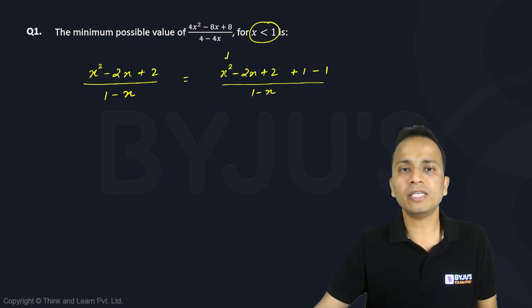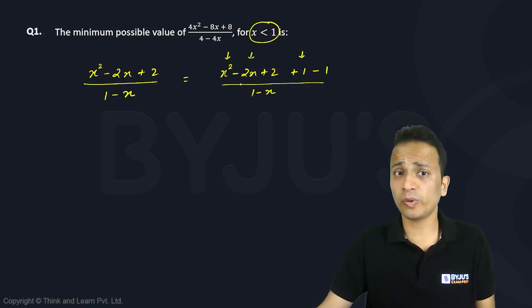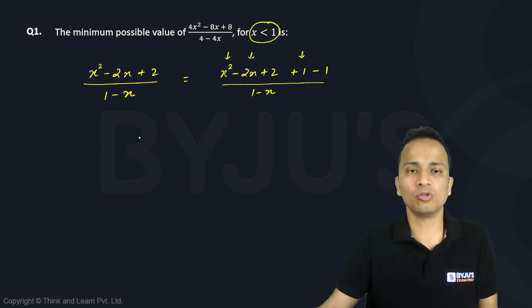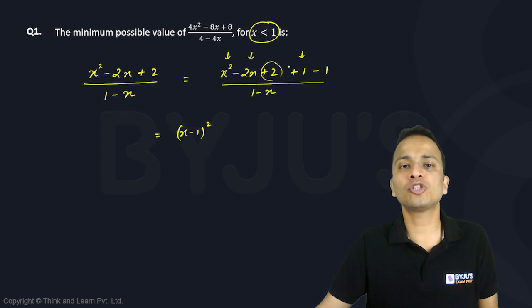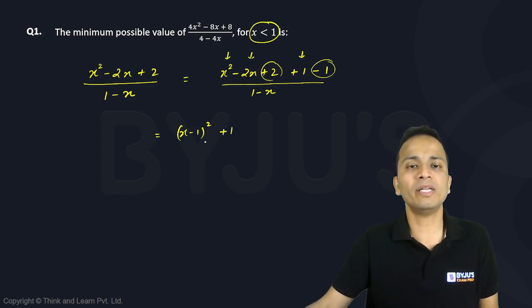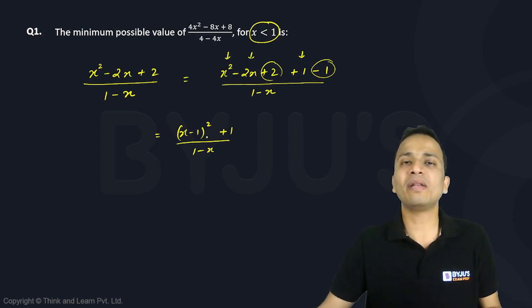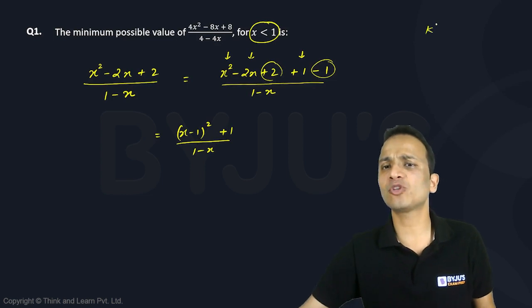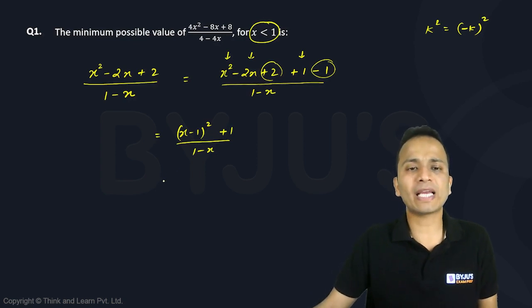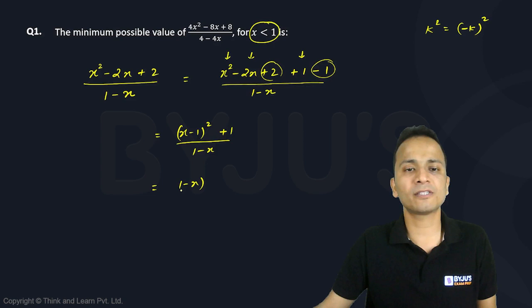Okay. Now this term and this term will make a perfect square. So basically x square plus 1 minus 2x will become x minus 1 whole square. So I'll write it as x minus 1 whole square, and then plus 2 and minus 1 will become plus 1, whole divided by 1 minus x. Now x minus 1 whole square can also be written as 1 minus x whole square. Okay, I can say that k square is equal to minus k whole square. So x minus 1 whole square can be written as 1 minus x whole square. So 1 minus x whole square plus 1 divided by 1 minus x.